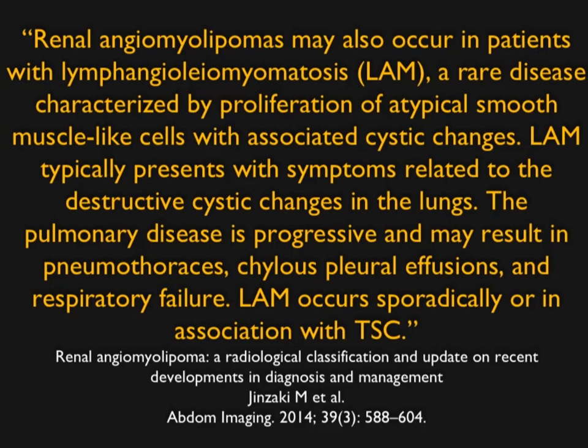They also can lead to pneumothoraces, chylous pleural effusions, and respiratory failure. The thing about LAM is that it also is associated with renal angiomyolipomas. So renal angiomyolipomas, tuberous sclerosis, most commonly on the hereditary side, and LAM would be another possibility.